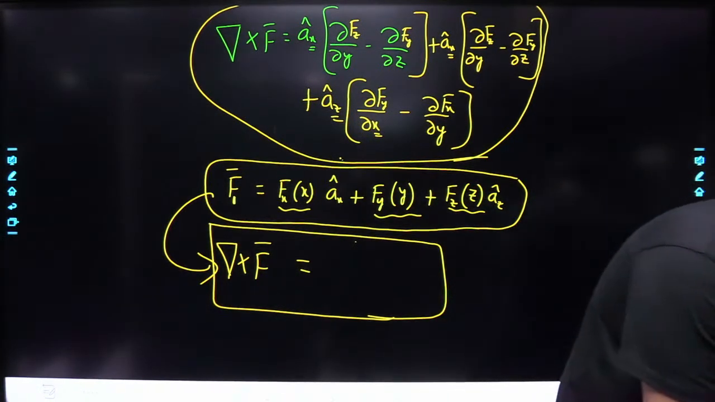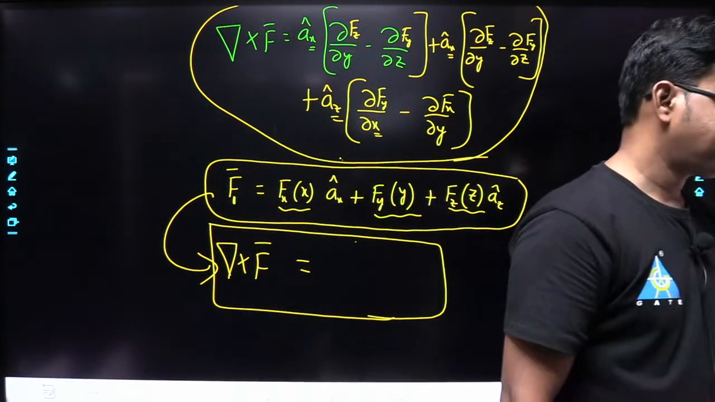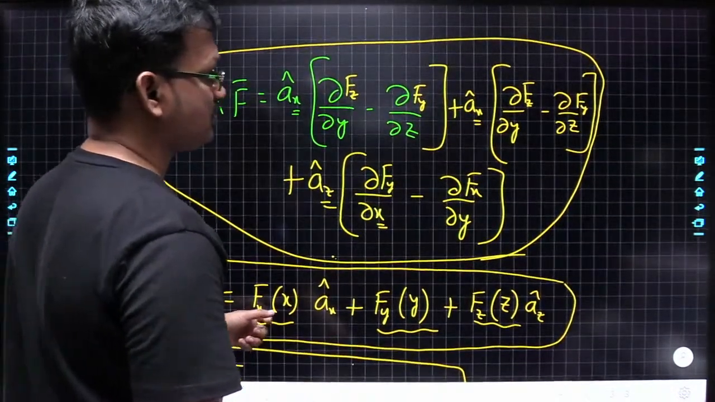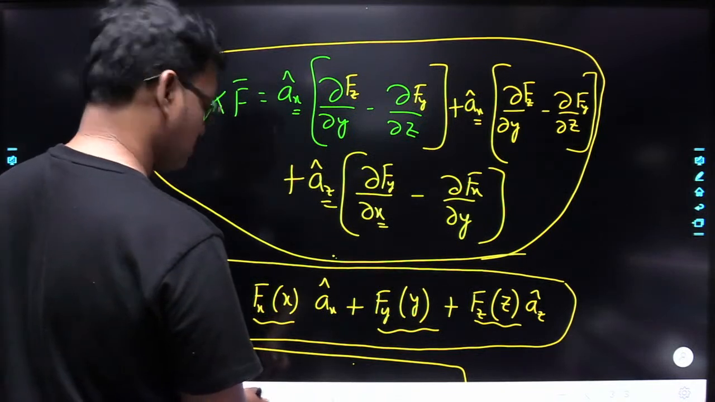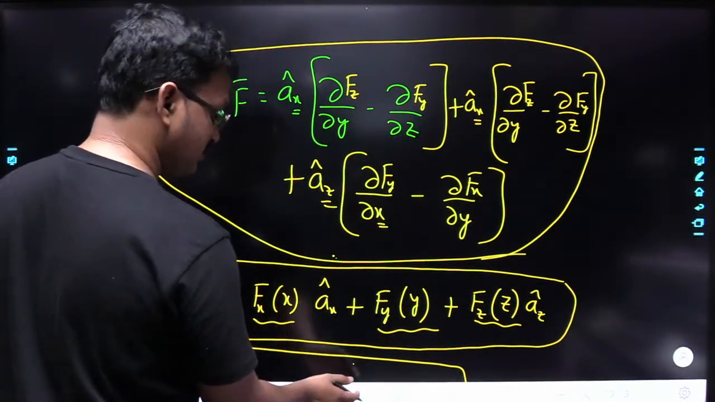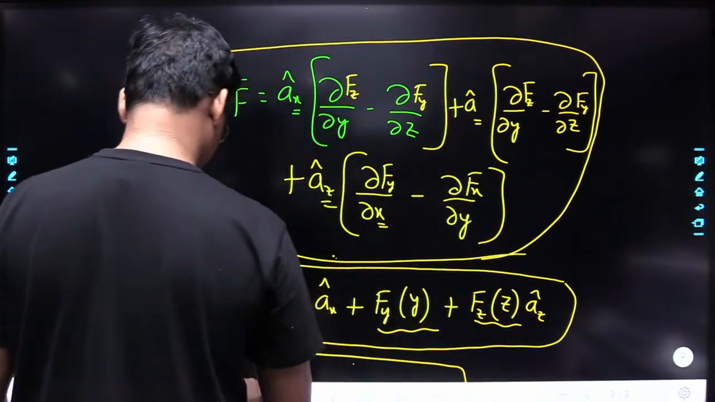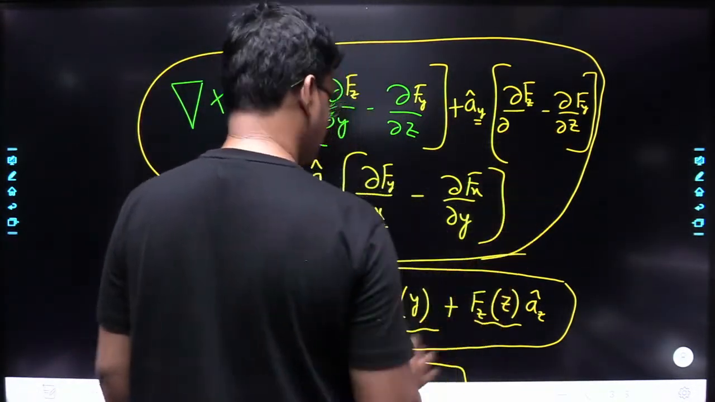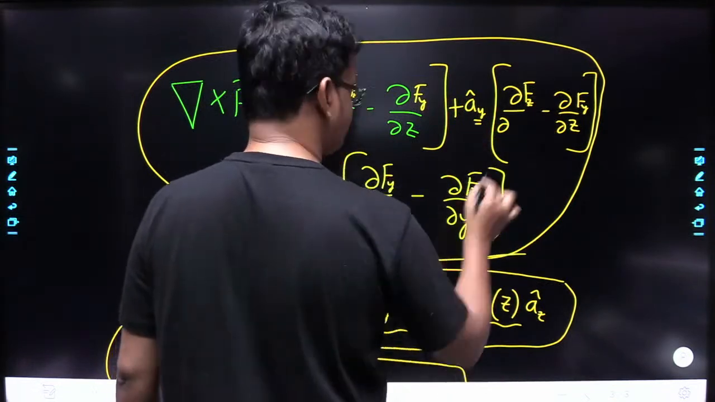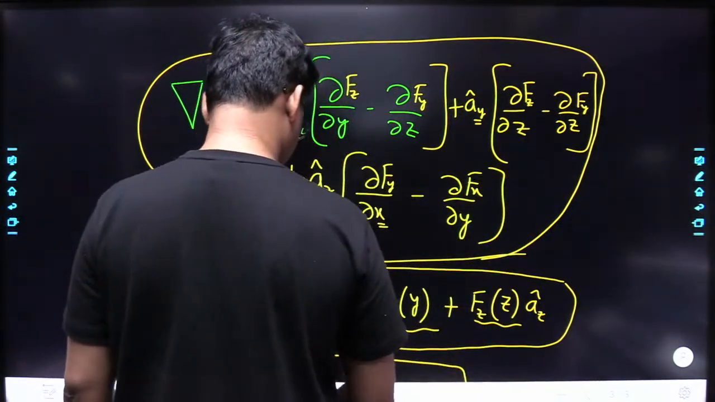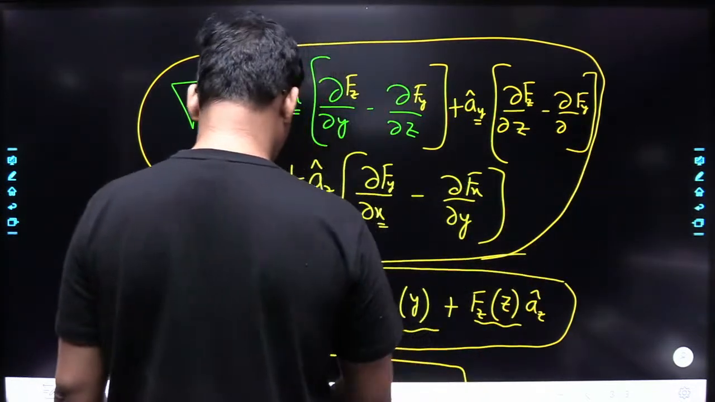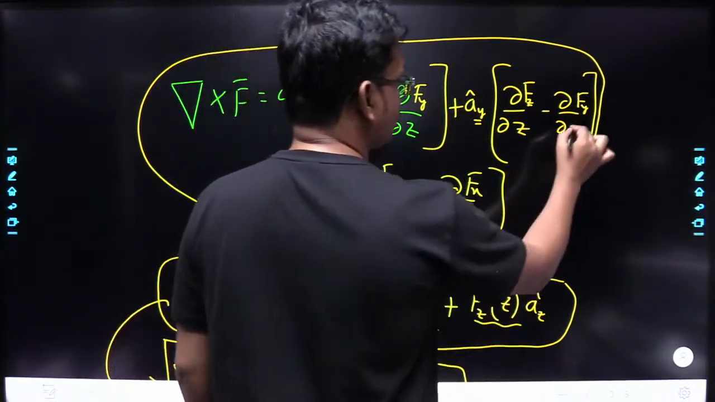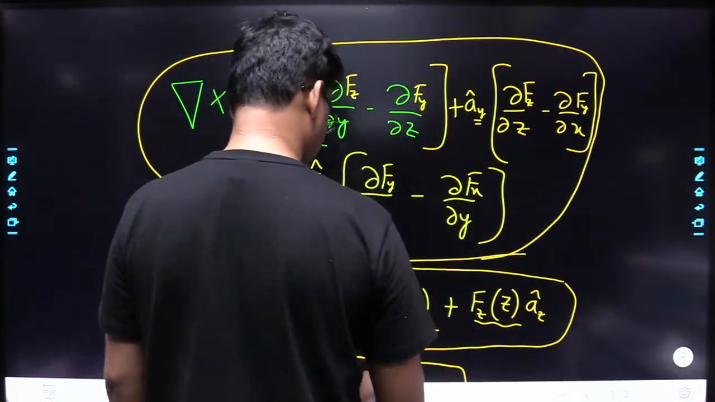Neeli Sai Kumar says the second term is wrong. Which one is wrong here? This one. Oh, okay. Fine. So I have to write j cap here. Okay, thank you. So here you have to write j cap. So here it must be dou z and here it must be dou x. So yes, thank you, Sai Kumar.